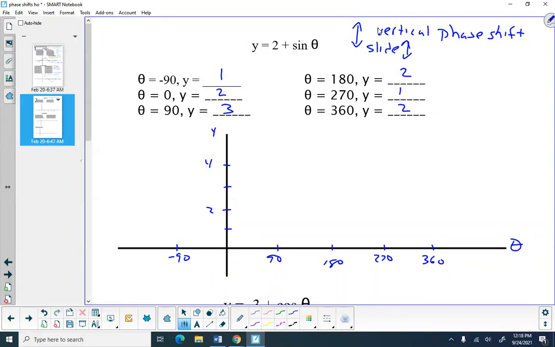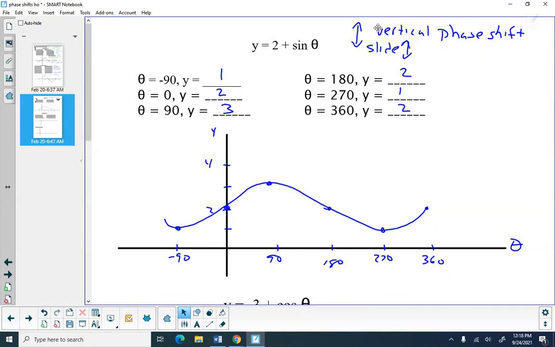And if we take a look at our graph, at negative 90, we are at 1. At 0, we are at 2. At 90, we are at 3. At 180, we're back at 2. 270, we're back at 1. And 360, we're at 2. So looking at the graph, it still looks like our typical sine curve.